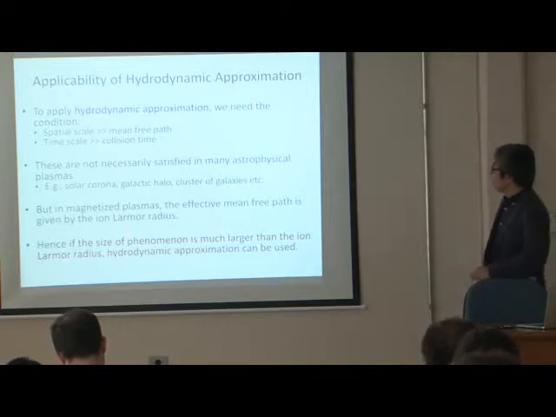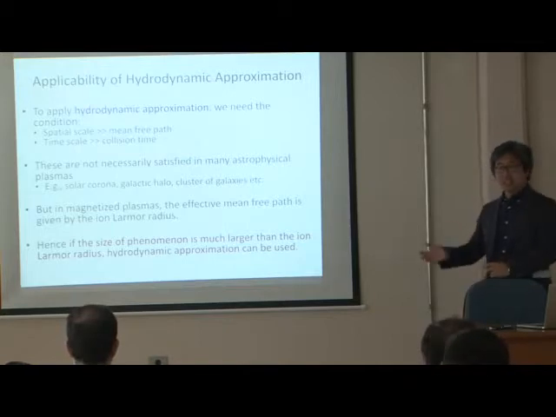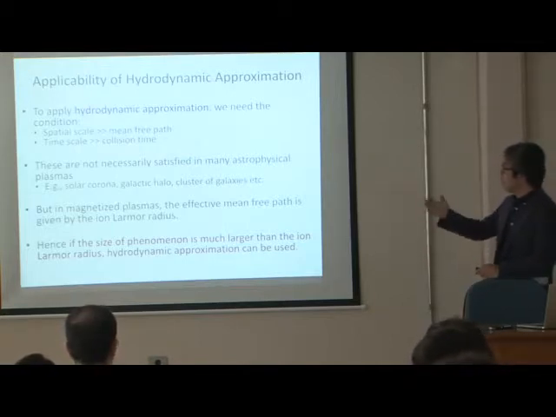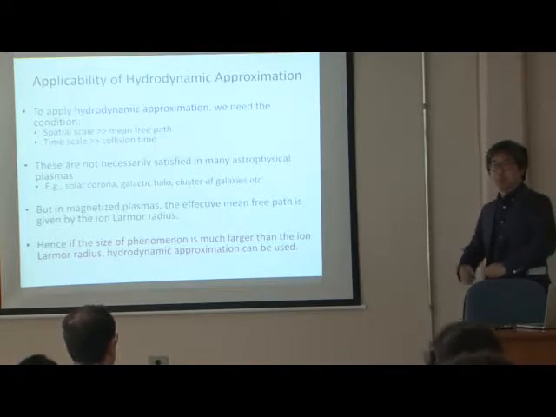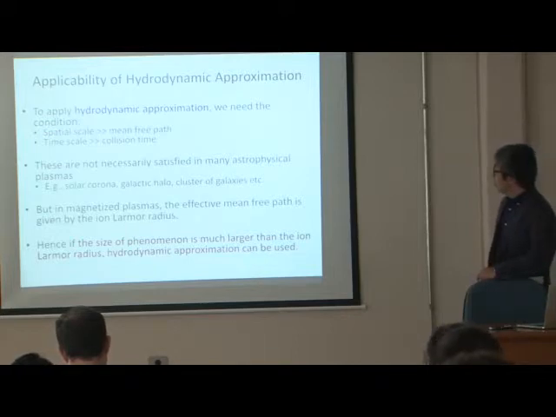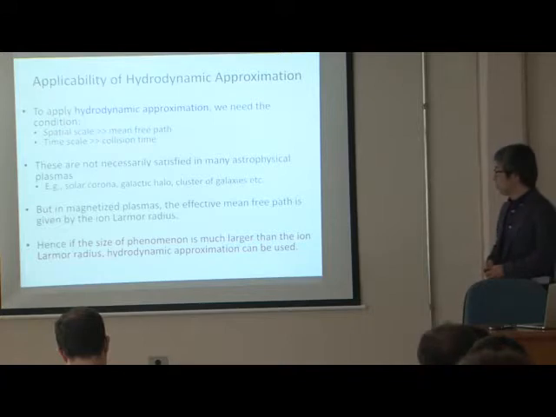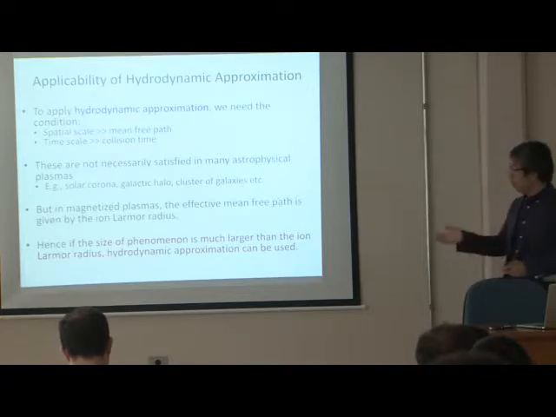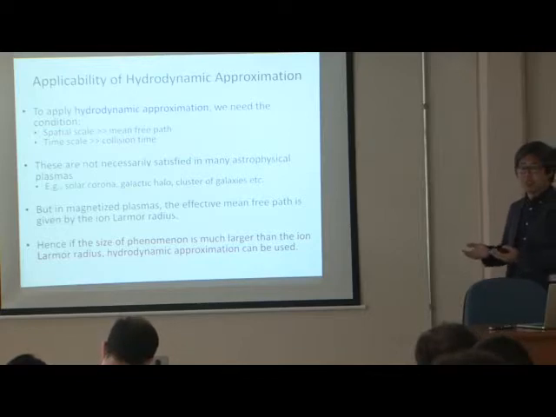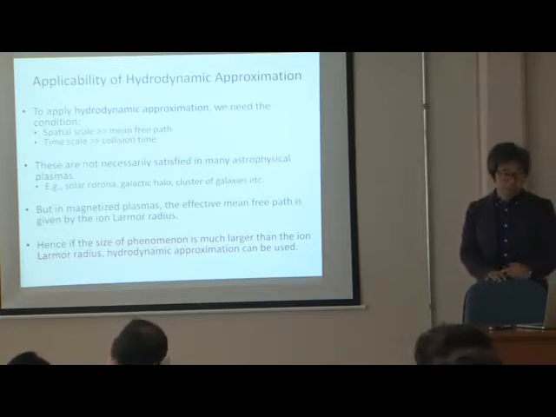For a magnetized plasma, the effective mean free path is given by the ion Larmor radius. So even if the mean free path is larger, the ion Larmor radius becomes smaller, and we can still apply MHD. If the size of the phenomenon is much larger than the ion Larmor radius, the hydrodynamic application can be used. This is our general understanding currently. Of course, many claim that hydrodynamics is not applicable, but maybe you can try a big simulation and compare to MHD to see what kind of situation arises. Maybe we can get very similar results for both.